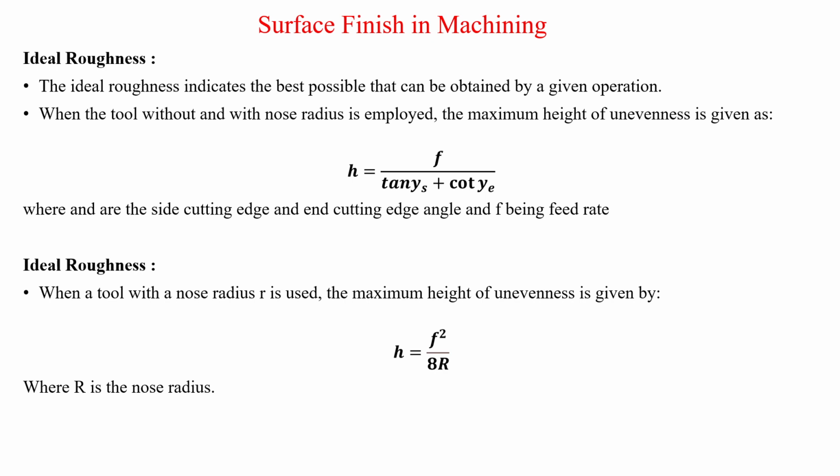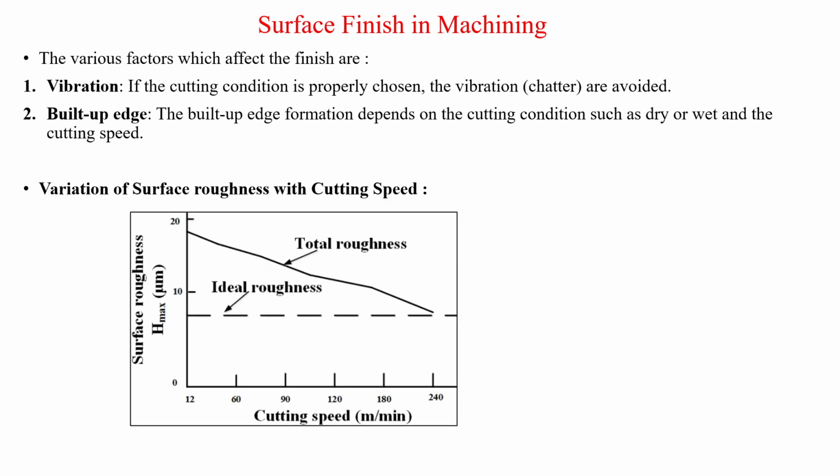These two formulas, one is this one, which is number 1, and one is this one, which is number 2. These two formulas are very important. You need to remember these formulas because these are used everywhere when you calculate surface roughness. Okay, now we'll see surface roughness in machining.